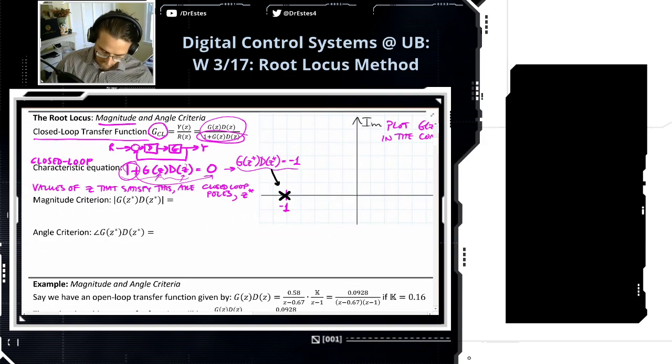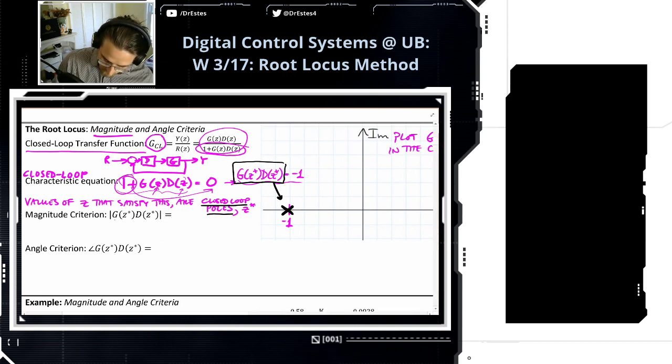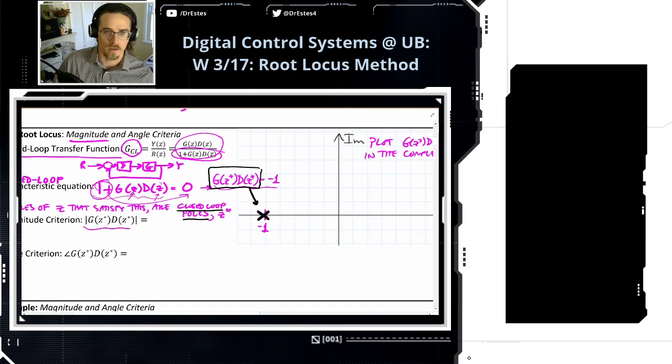Well, we like to use the magnitude and angle criterion here because G times D being equal to minus one is a special case. That only happens when z is a closed loop pole. If you plug in any other value of z, the number is usually going to be complex or something else. But in the special case where it's actually a closed loop pole, the magnitude, which is just the distance from the origin, is going to be equal to one. That distance from the origin is the magnitude, and that's just equal to the magnitude of minus one, which is one.